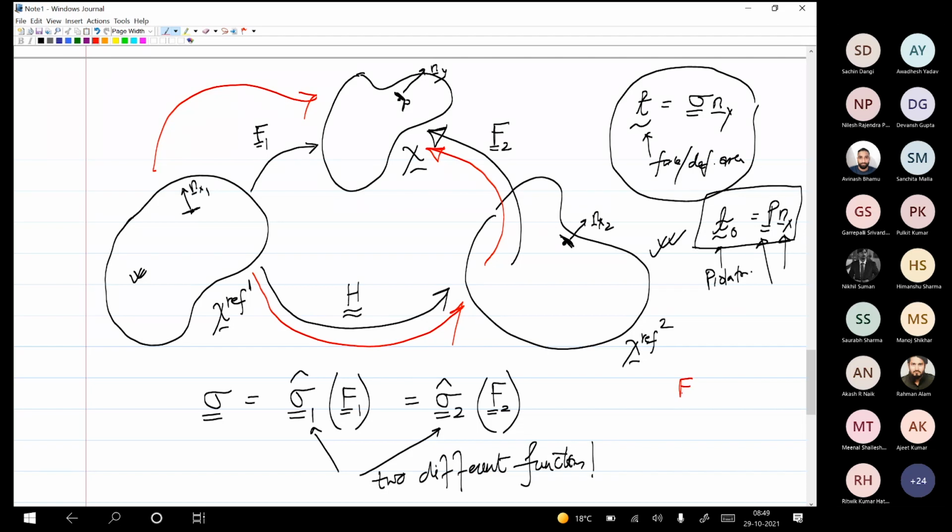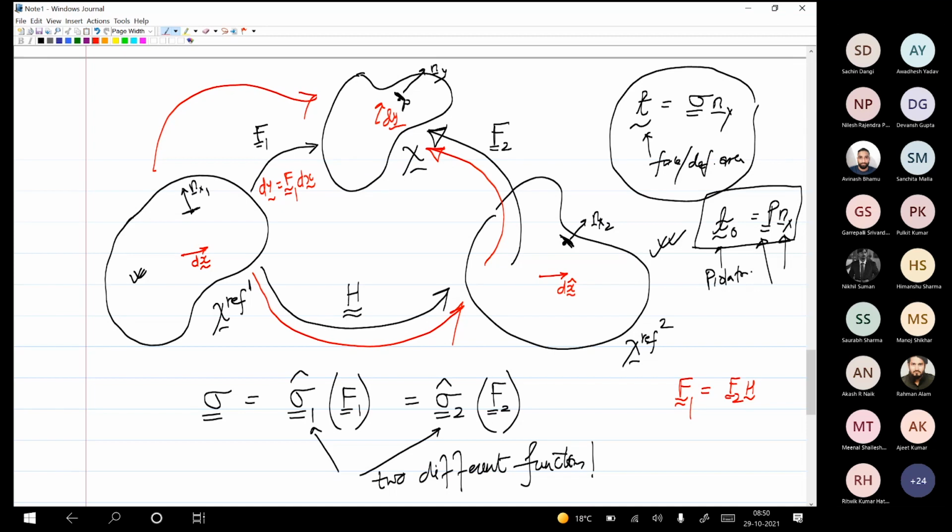But can we say that F1 for process 1 would be the same as F2 into H? Can you say that? And why is that so? Because you see, think of a line here, dx, that changes to, suppose, dx hat. And finally, the same line is changing to dy. Then this map says that dy is equal to F1 into dx, right?